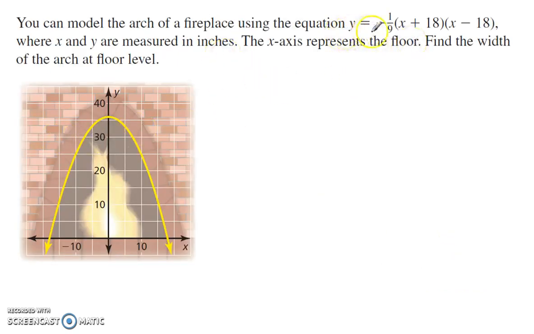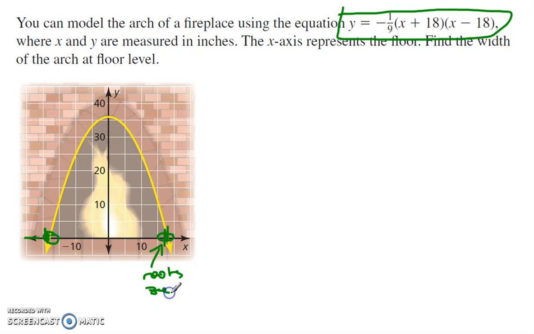We've got one more example here. It says this is a model for the fireplace. The x-axis represents the floor. Find the width of the arch at floor level. So from here to here, what's that width? That means we need to find these coordinates where it crosses the x-axis. The x-intercepts, those are the roots, also known as the zeros, or solutions. So that means we need to set y equal to 0.